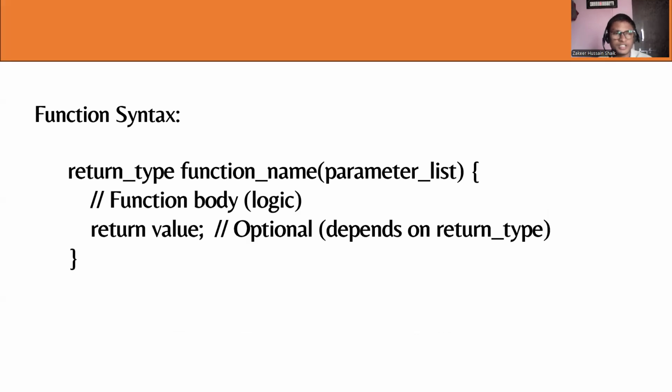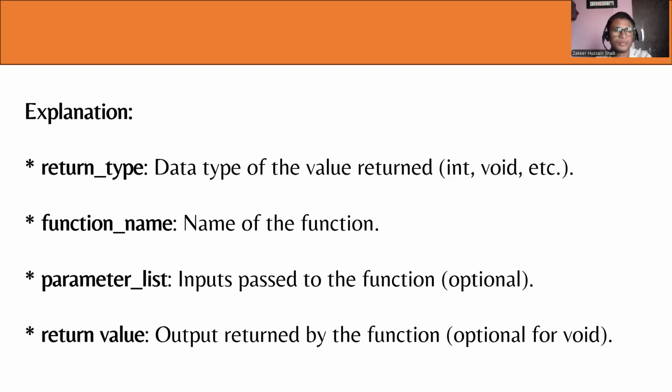Here we can see the function syntax: return type, function name, parameter list, function body, return value, semicolon, optional, depends on return type. Explanation: return type is the data type of the value returned, int, void, etc. Function name is the name of the function. Parameter list is the inputs passed to the function. Return value is the output returned by the function.